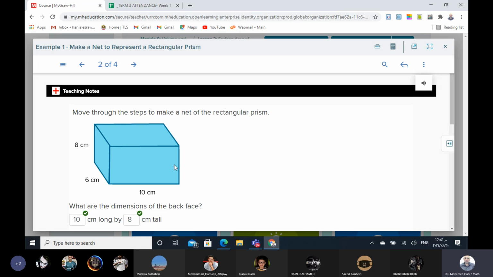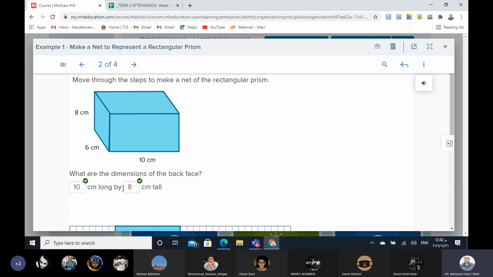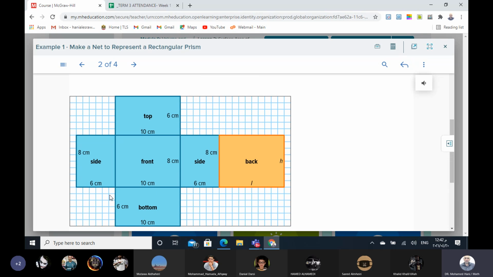In this rectangular prism, what are the dimensions of the back face? The back face. Here, the front. The back means the same face as the front. As you see here, we have 10, and here equal this side. Here 8 means here 8. So we can write 10 and 8. This is the net.